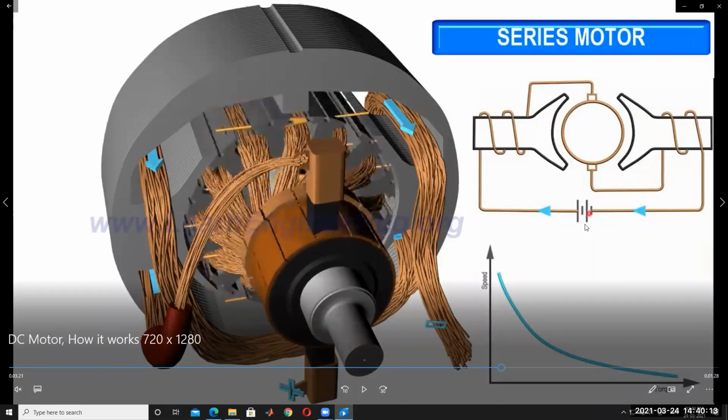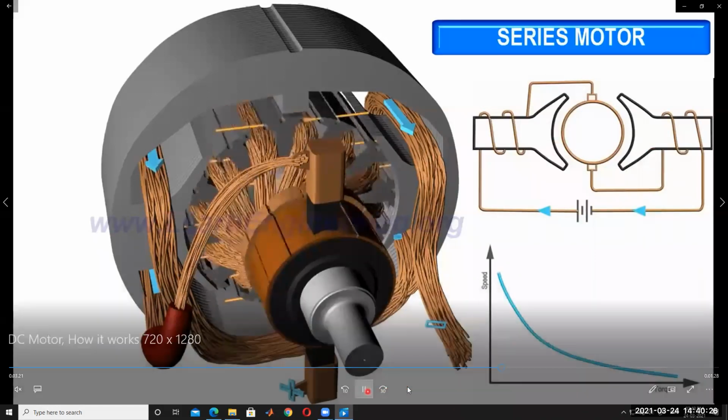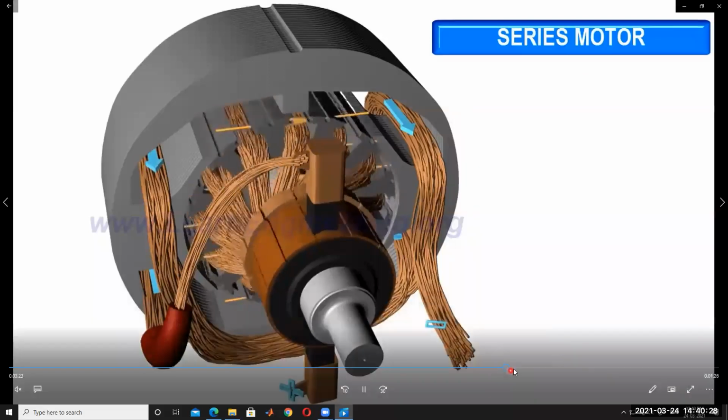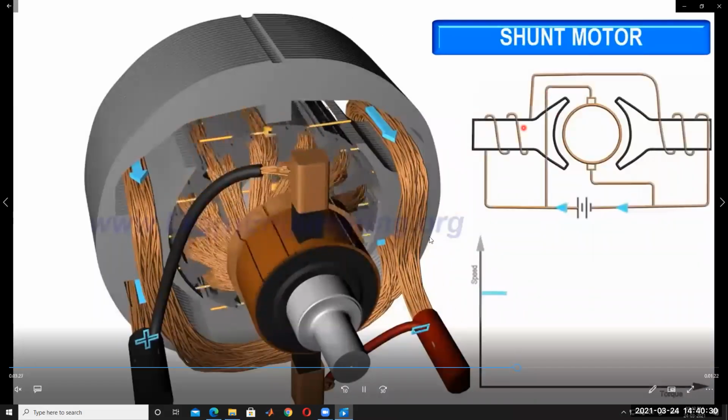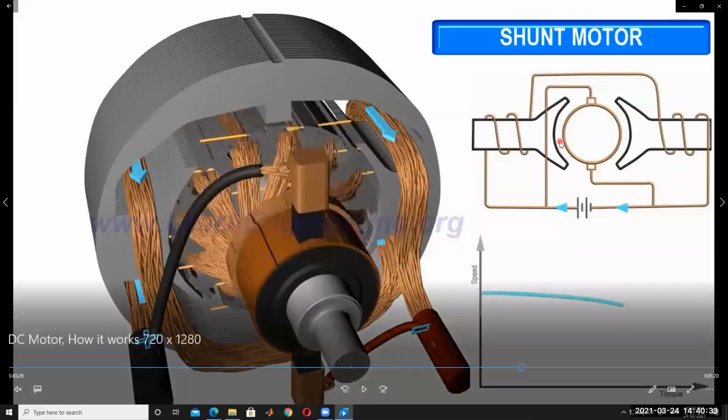For a motor, we give the power supply to the field winding, and the field winding is connected in series with the armature winding. That's why it is called a series motor. And in a shunt motor, the field winding and armature winding, like this, are connected in parallel. That's why it's called a shunt motor.